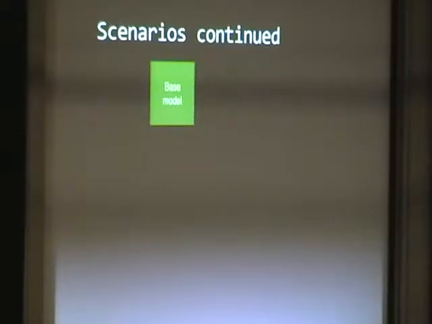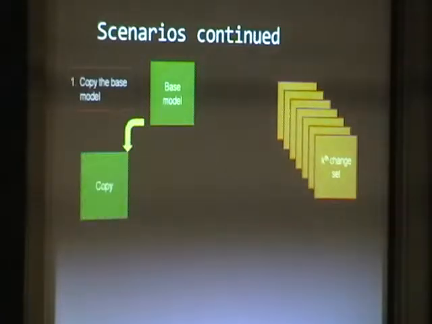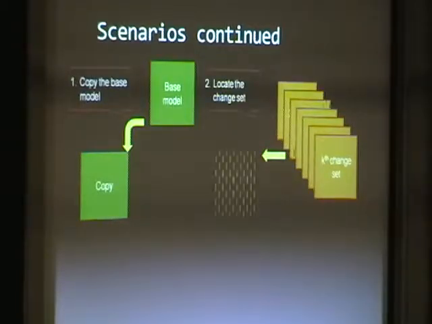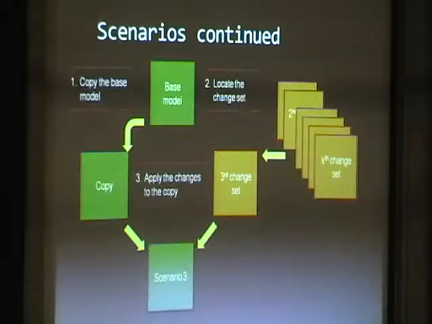So how do we now let the user recreate these scenarios? Well, we have all these changes. Every change set represents a possible scenario. So we again create a model of the base, and a copy of the base, and we locate some scenario from the list, for instance, number 3. So we apply all these changes to the copy, and generate the same scenario we had in the beginning, in step three, okay?